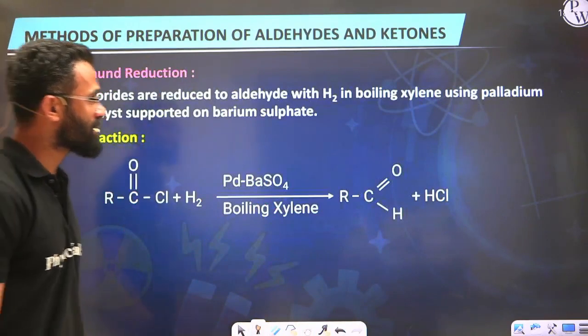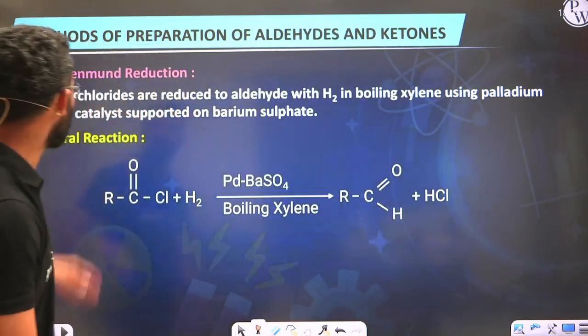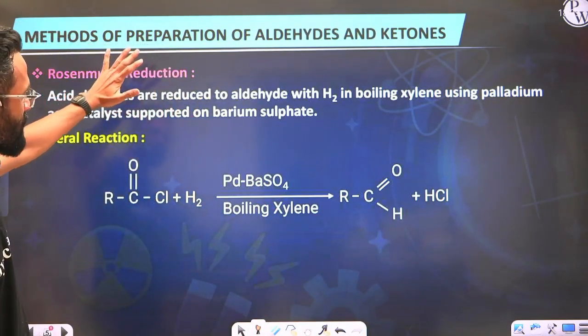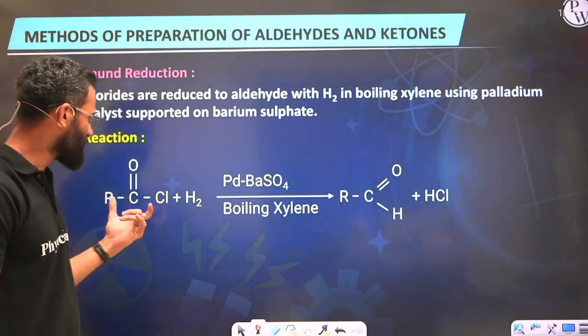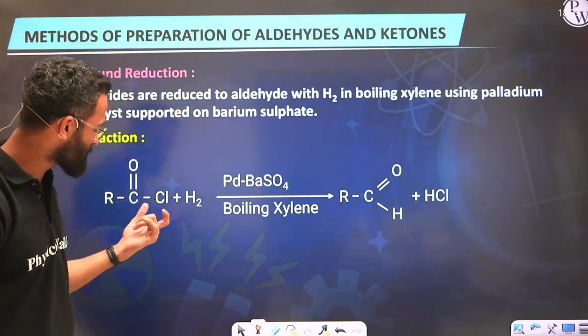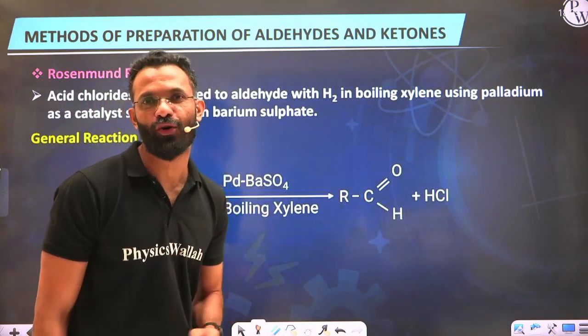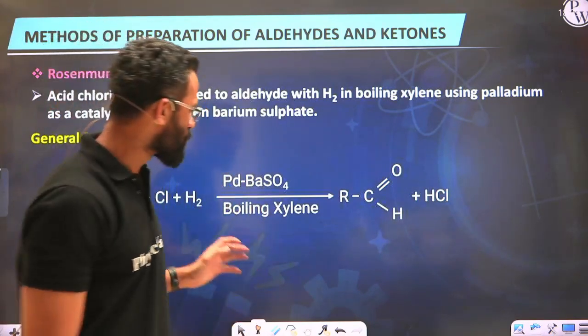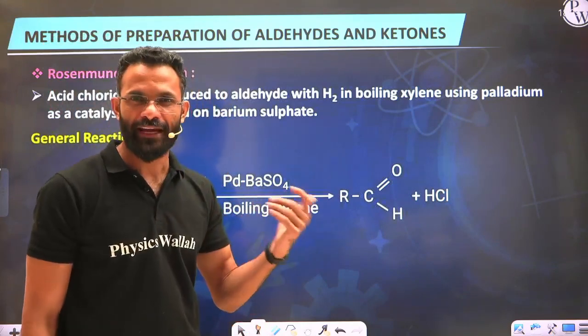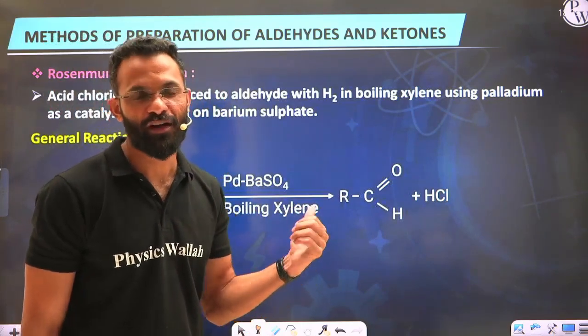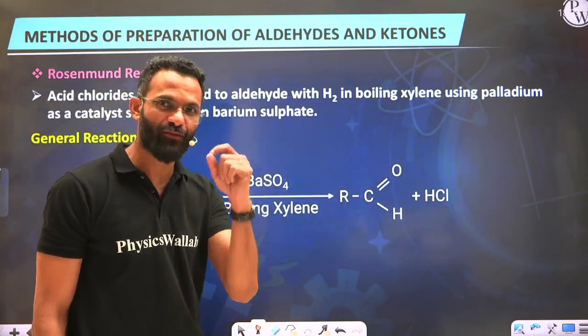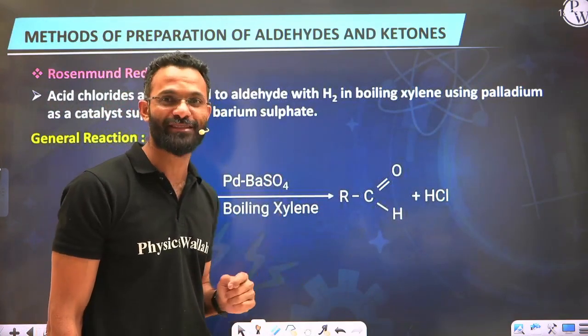Well, the next method is called Rosenmund reduction. Rosenmund reduction uses acid chloride and we pass hydrogen gas using a special type of catalyst. I want you all to pay attention to this. Although the reaction is very easy, the mechanism is out of scope for us, but there's a wonderful chemistry behind this reaction. I want you all to pay attention to this as well as the next one.